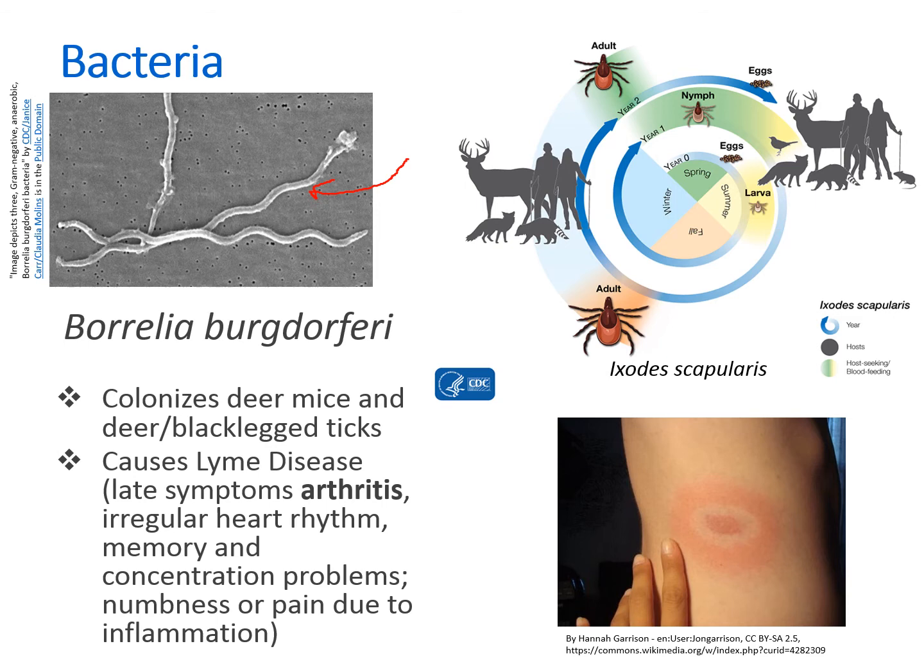Borrelia burgdorferi is the corkscrew-shaped bacterium that causes Lyme disease. This bacterium colonizes deer mice and is transmitted by deer ticks or blacklegged ticks. But how? Bites. But you knew that, right?